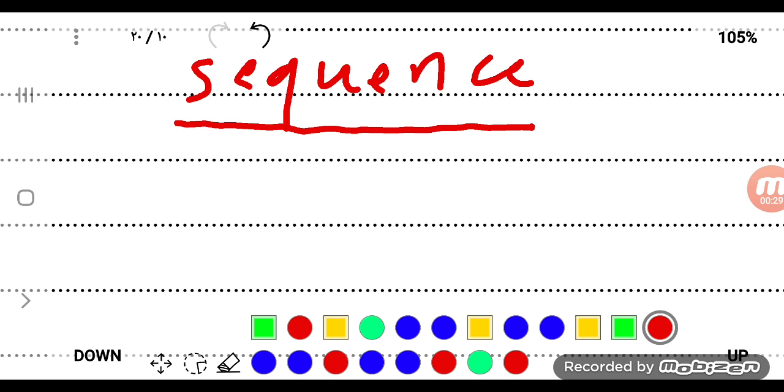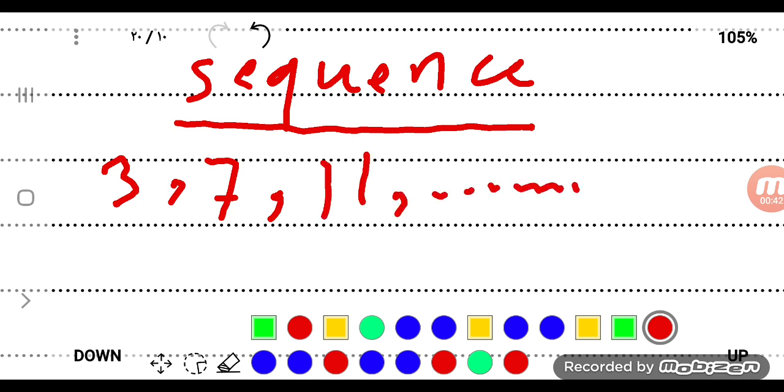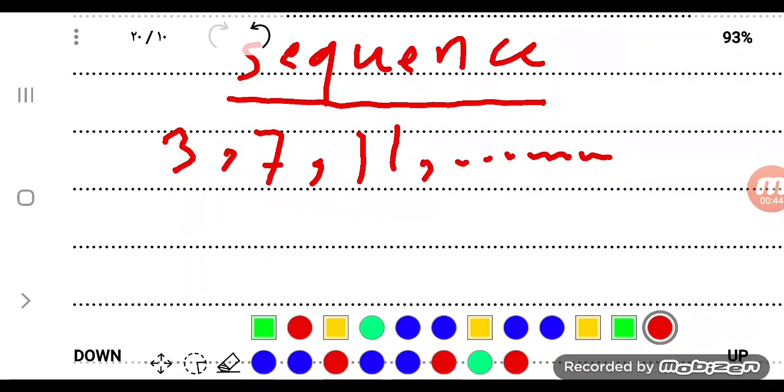The first sequence we call linear. Let me give you an example of a linear sequence. For example, 3, 7, 11, and so on. Now, if you want to find the next term, you have to see the common difference between the terms. You can easily notice here that the common difference is 4.